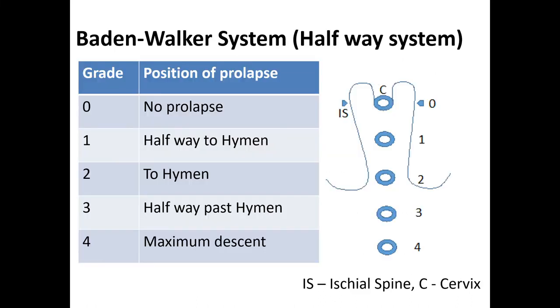Baden-Walker system or the halfway system. Here the hymen is the landmark. When the cervix is at the level of the ischial spine, there is no prolapse, and when it has come halfway to reach the hymen, it is known as 1. When the cervix lies at the level of the hymen, it's 2. When the cervix goes outside almost half of the distance past the hymen, it's 3. And with the maximum descent, it is known as stage 4.